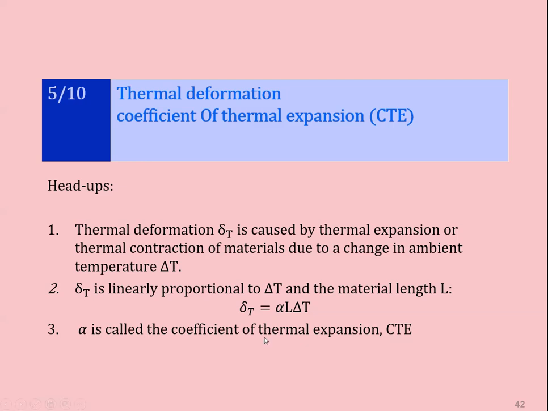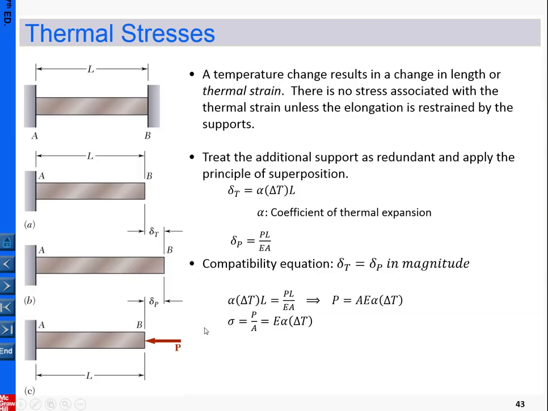In summary, once a material is under a temperature change, the material is going to expand or contract, depending on whether the temperature is elevated or decreased. Such deformation due to thermal expansion can be related by this formula. Delta T is the temperature change, L is the dimension, the length of the material, and alpha is called the thermal expansion coefficient. Okay, so that is a summary of this.